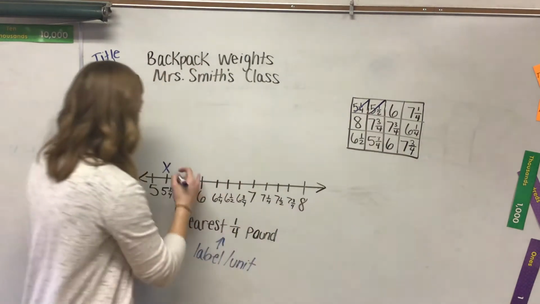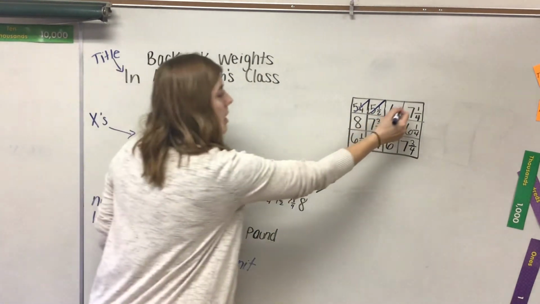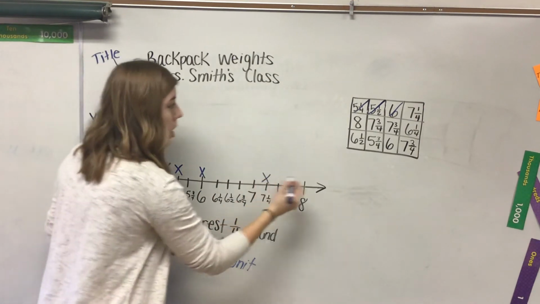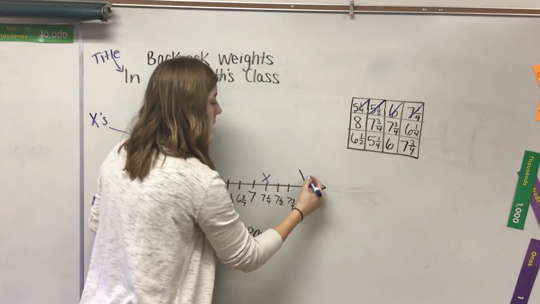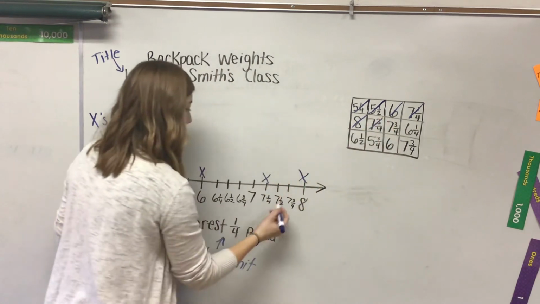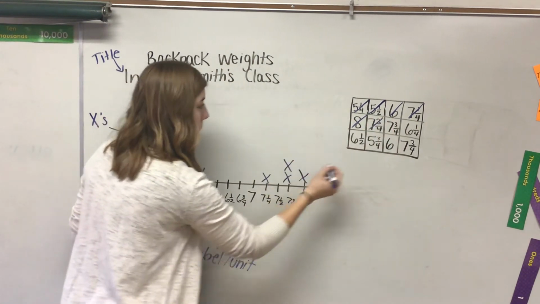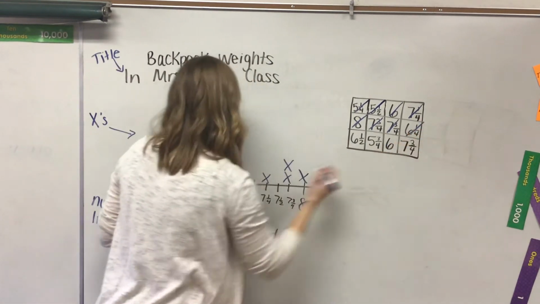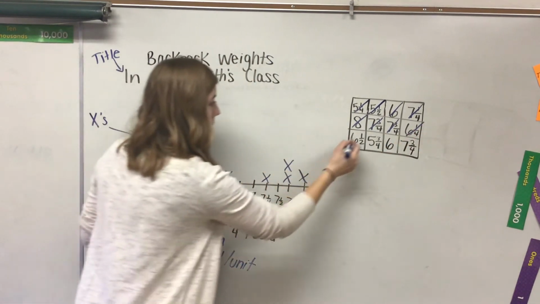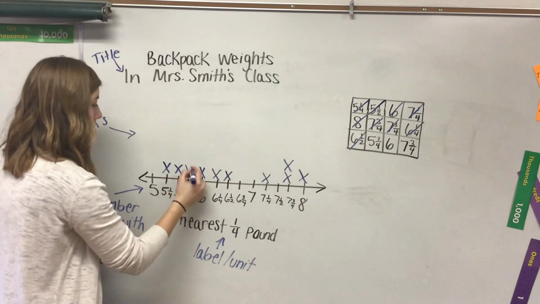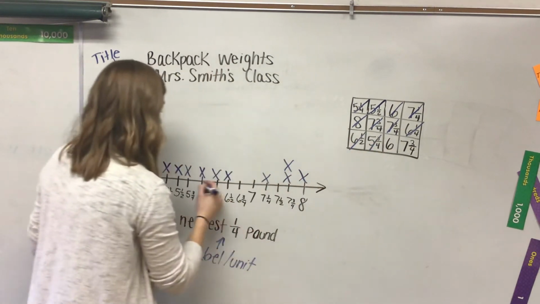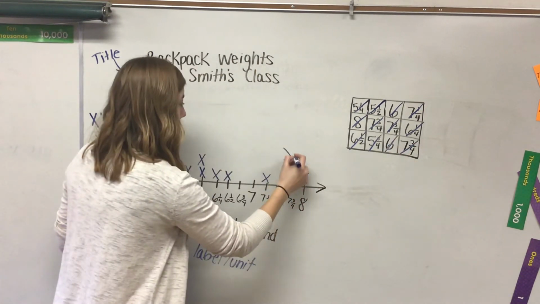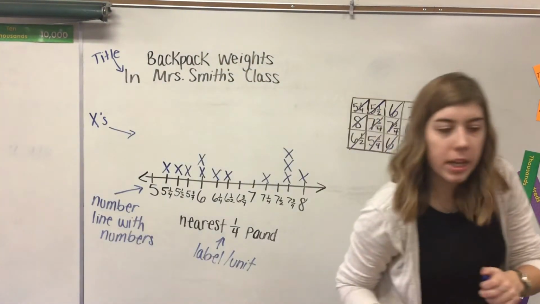Next is 5 1/2 right here. 6, 7 1/4. You get the idea. I'm going to continue doing this. I will step out of the way, give you a look at that line plot.